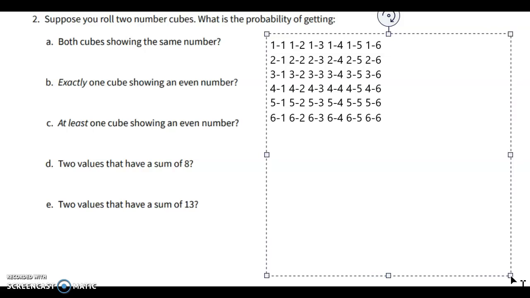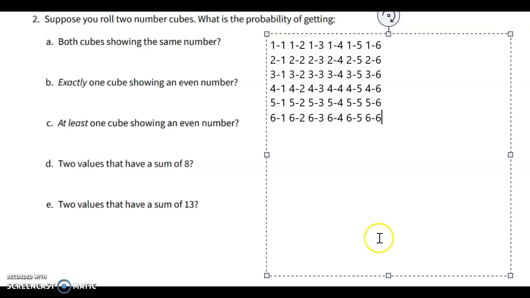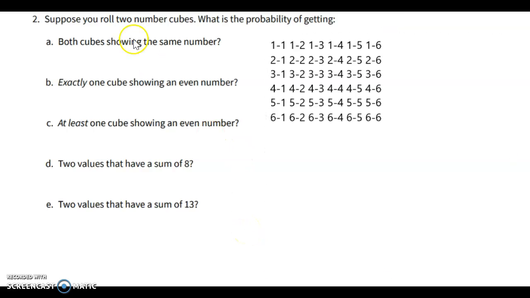All right. So the first thing we're going to look at, right, we're going to look at both cubes showing the same number. And I'm going to underline all of the times that this happens, right? So first, let's talk about how many different options are there with our possible outcomes. Well, we have 6, 6, 6, 6, 6, and 6, or 36 possible outcomes.